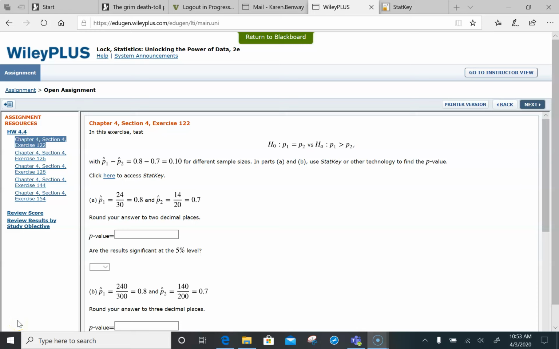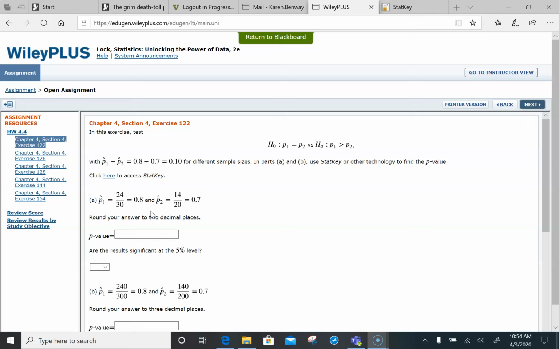I received a question about how to work on Chapter 4, Section 4, Exercise 22, and how to find results in STAT111. So I want to give a quick run through of how to do that in this situation. Now I'm doing a test to see if there's a difference in proportions, and I'm given the sample data here, which I'm just going to jot down because I'm going to need it when I get into STAT1.